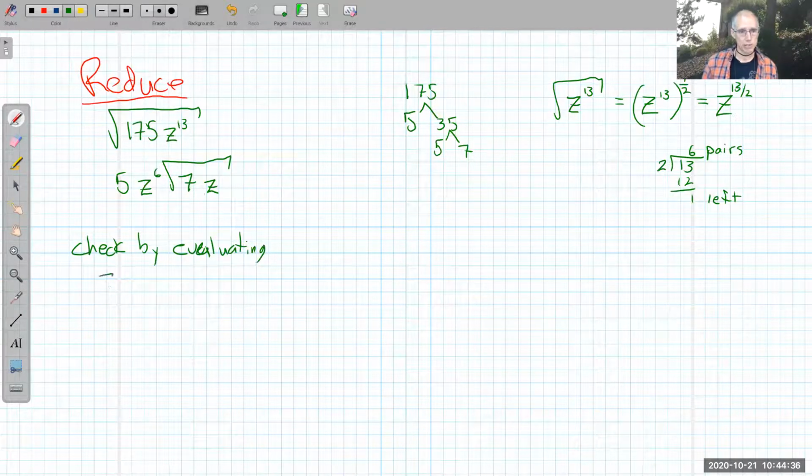And so then I just pick some number for z. Avoid picking numbers like 0 and 1. They can be misleading. So I might pick z equals 3. And usually with square roots, we pick positive numbers because negative numbers lead to imaginary numbers. So if I plug in a 3 here and a 3 there, I hope I get the same result. So let's give it a try on a calculator.